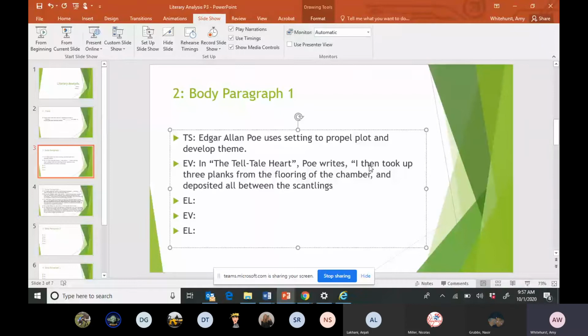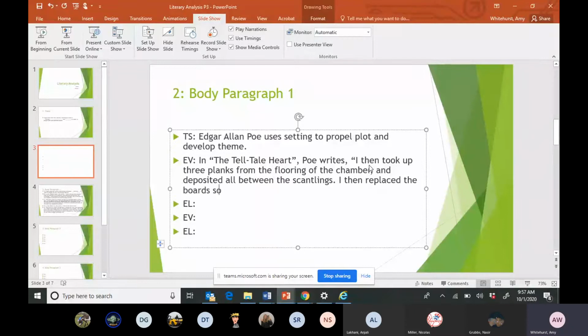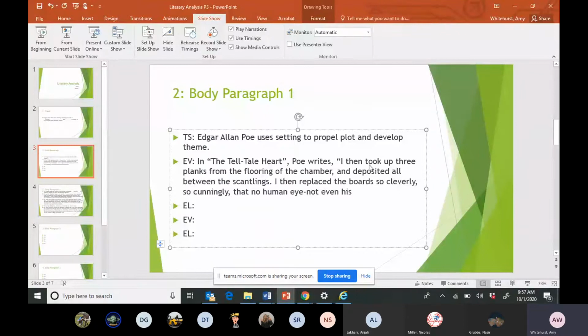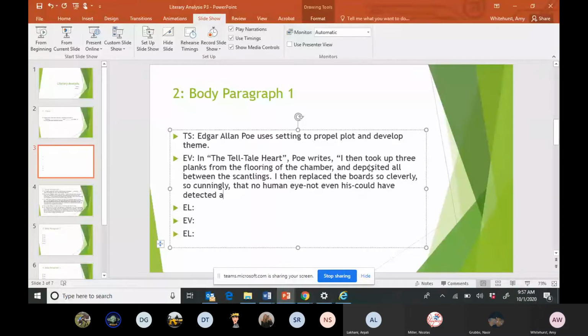scantlings. I can also copy this evidence into the chat. I then replaced the boards so cleverly, so cunningly, that no human eye, not even his, could have detected anything wrong.